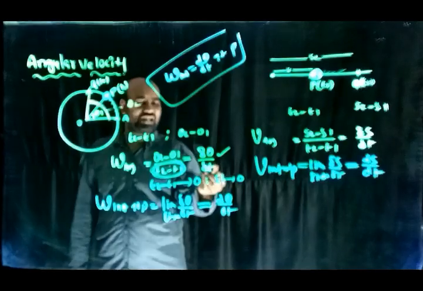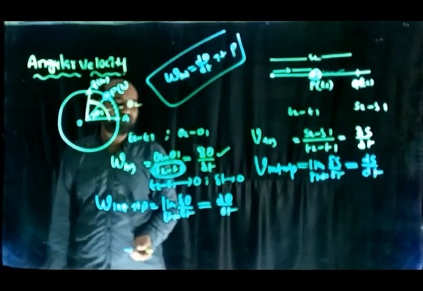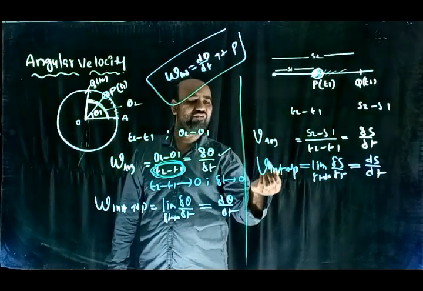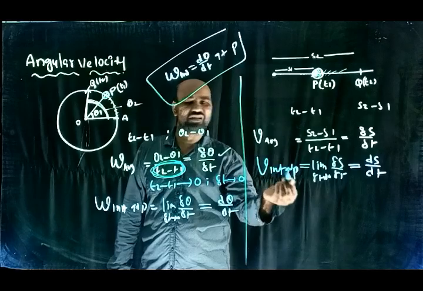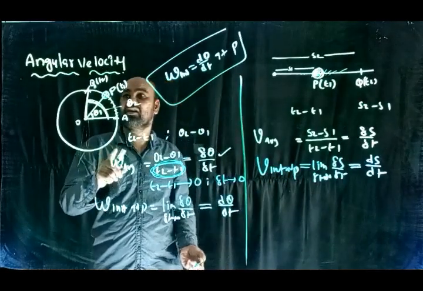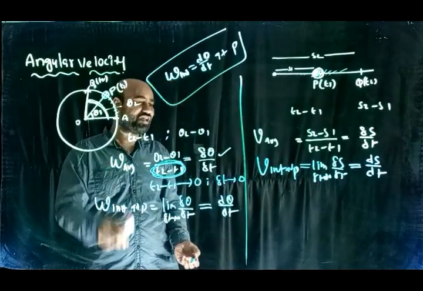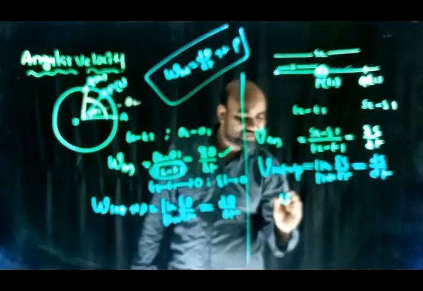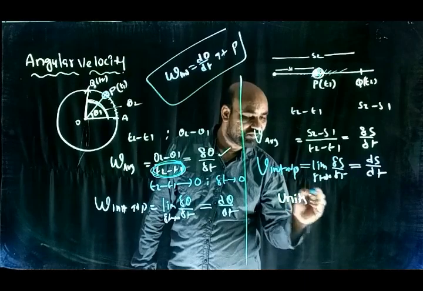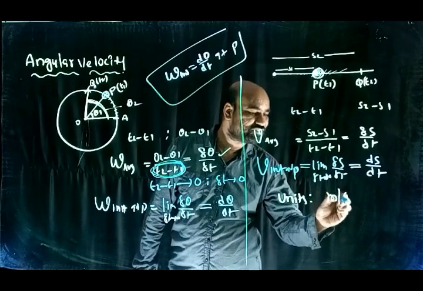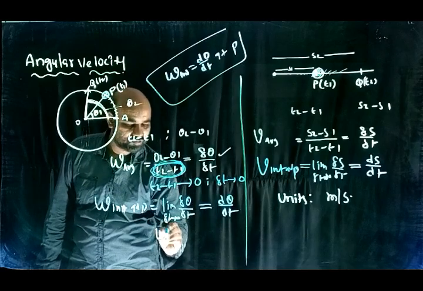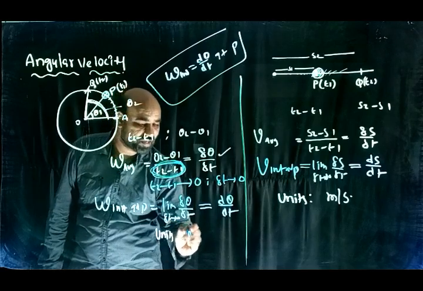Delta theta by delta t means average angular velocity. This is average velocity versus instantaneous velocity, and angular velocity versus instantaneous angular velocity. But what are the units? Here the units are meter per second. Here the units are radian per second.